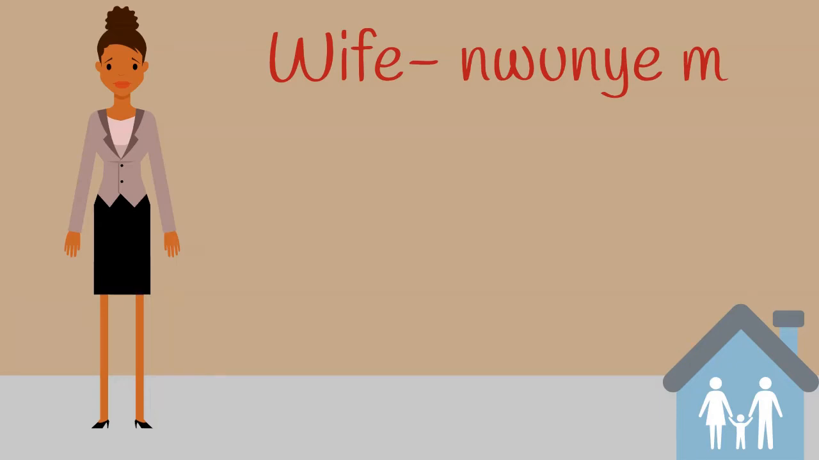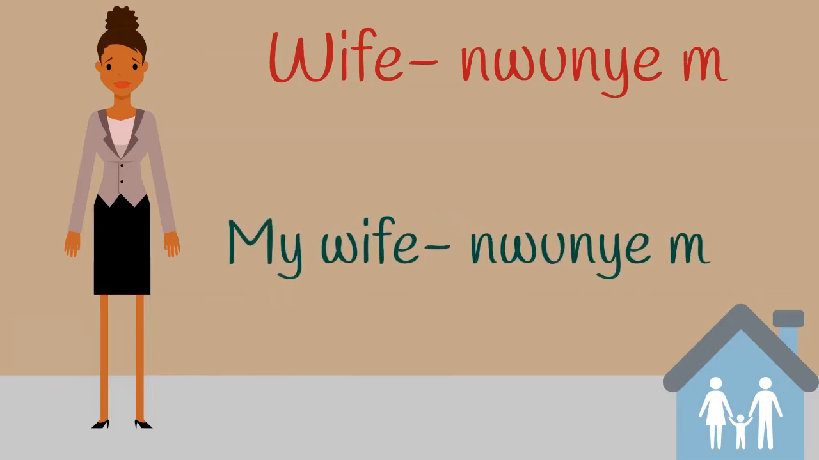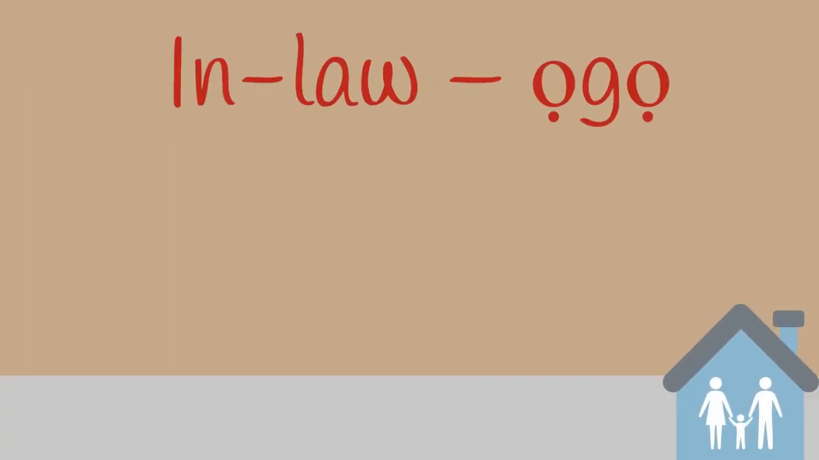Wife is nwunye. Wife, nwunye. Nwunye, my wife. If you want to say my wife in Igbo language, you can simply say nwunye, my wife.